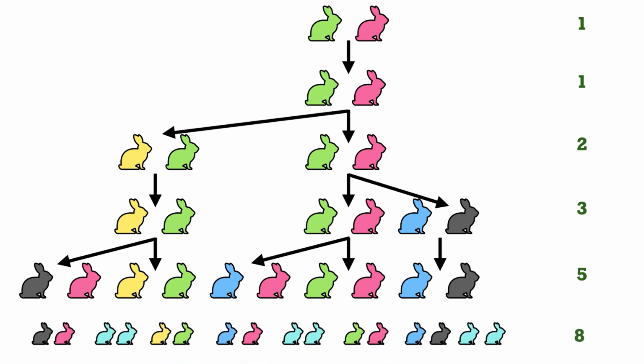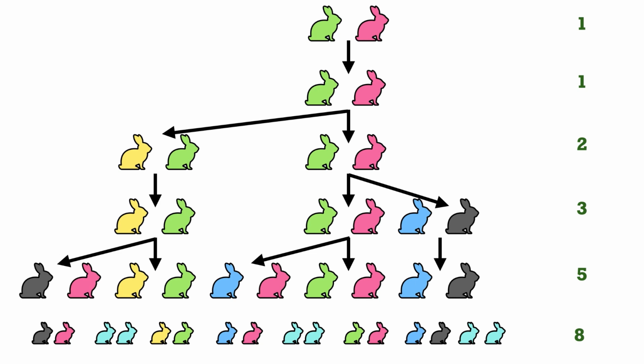Now at the end of the fifth month, the original female has produced yet another new pair. The female born 3 months ago produces her second pair. The female born 2 months ago produces her first pair, making eight pairs. So at the end of the fifth month, there are eight pairs.